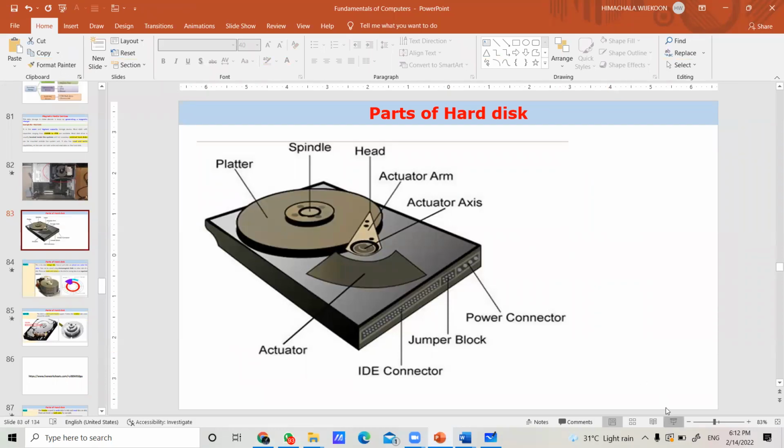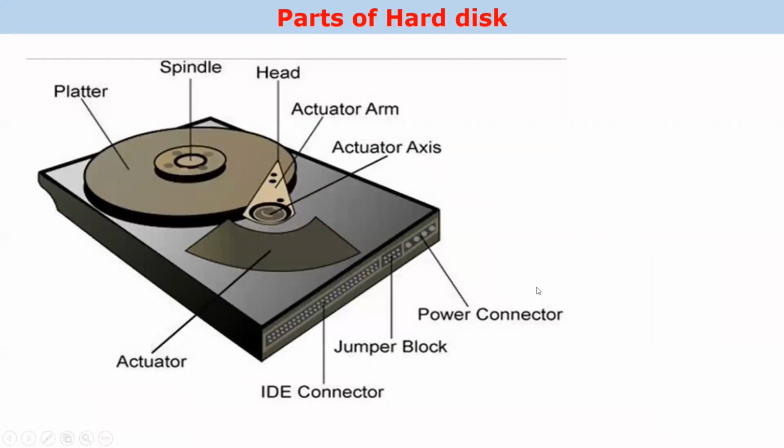Right. Here, the parts of the hard disk. Look at the parts here. Try to locate these parts exactly where they exist. Platters, then spindle, yeah, the middle of platters here, then head part.